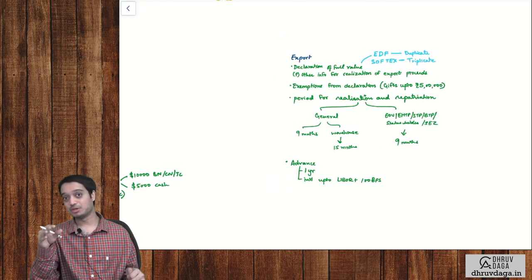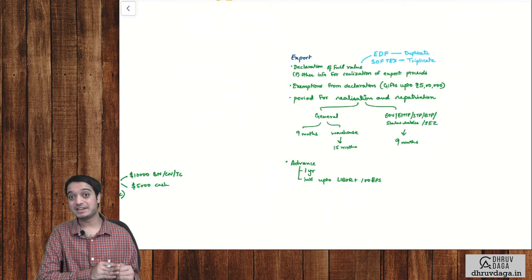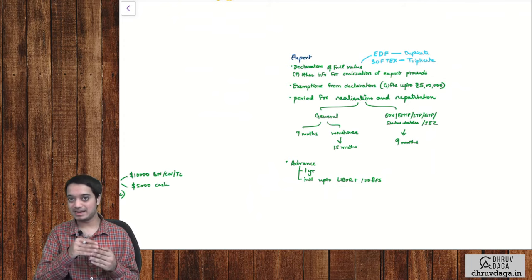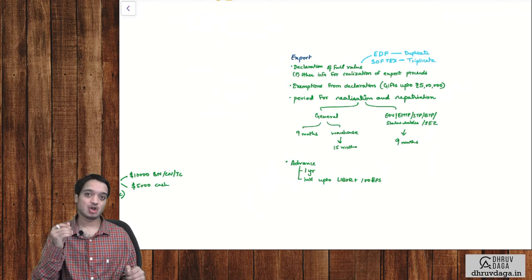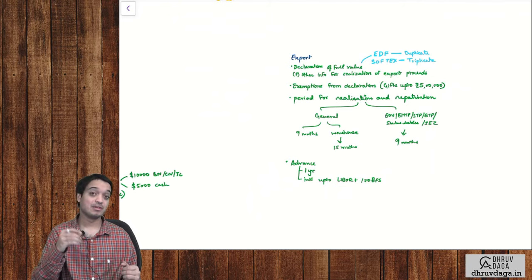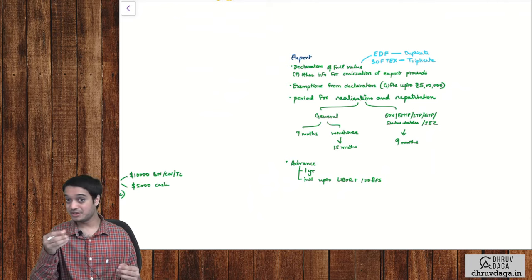We talk about exports. There are two main formalities that need to be done with exports. The first one is that while exporting, you will need to make a declaration. So an export declaration form, EDF, will need to be given in duplicate, or if you are doing it for software, then a SOFTEX form needs to be given in triplicate. Also, you need to mention the full value of the goods that you are exporting in this declaration form. Also, you will need to declare that you will be able to realize the amount which you have mentioned as the full value in the declaration.